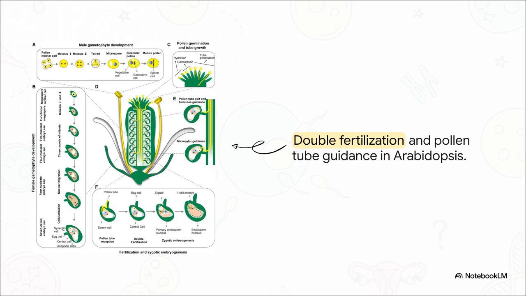When it finally arrives, one sperm fertilizes the egg to form the plant embryo, while a second sperm actually fuses with a central cell to create the nutrient tissue that will eventually feed the growing seed.